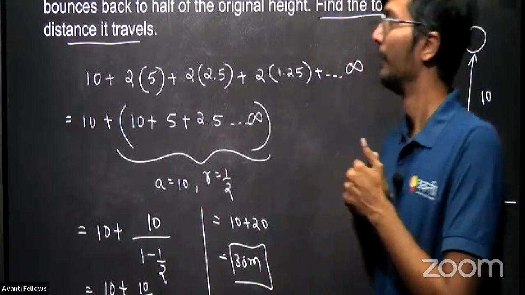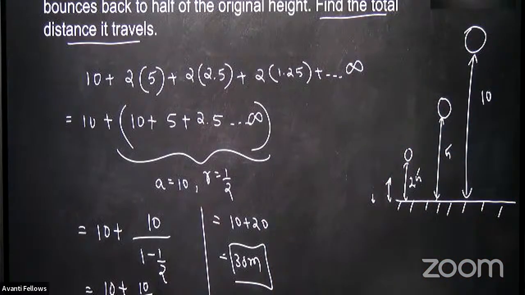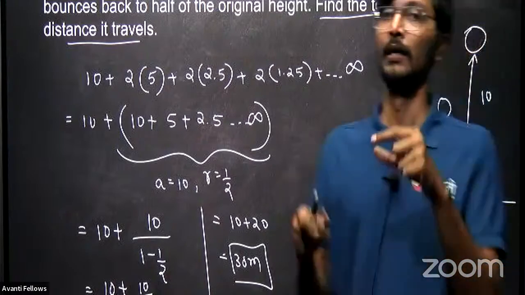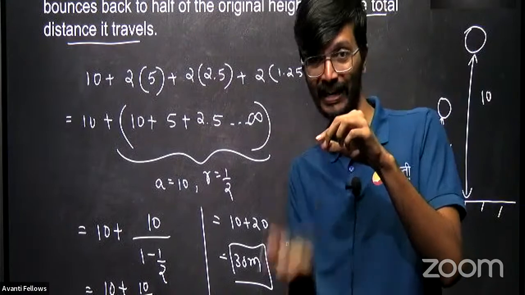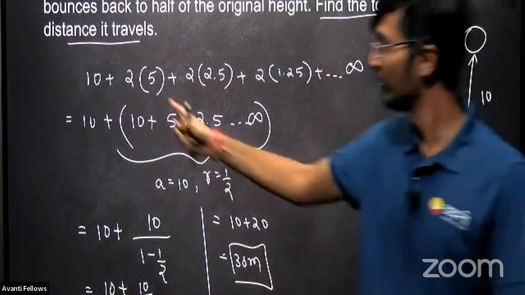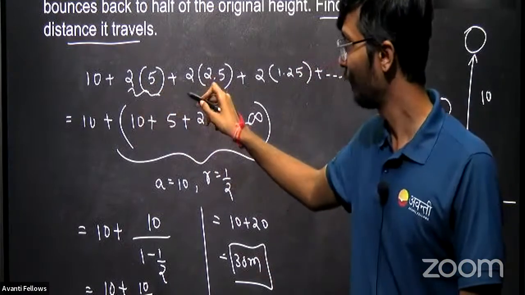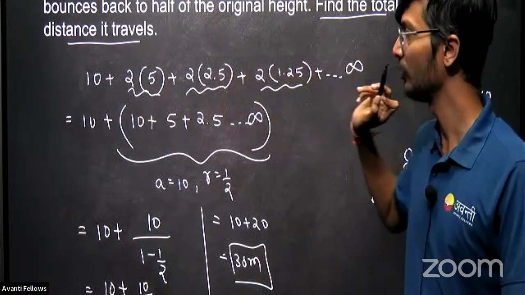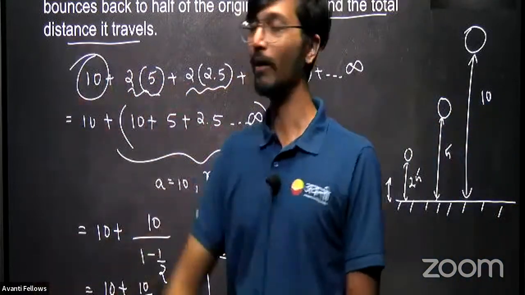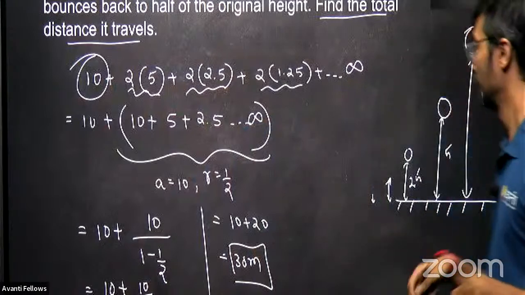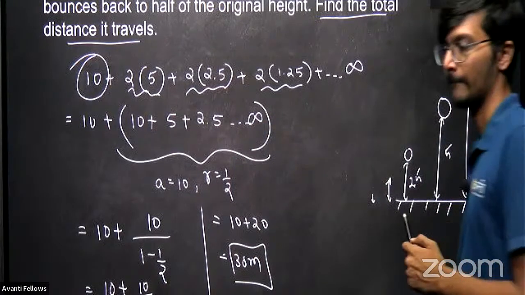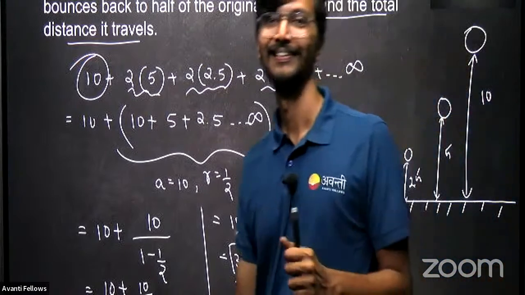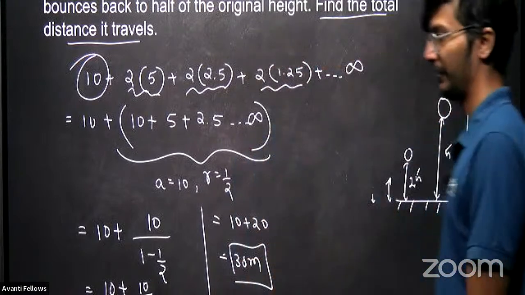Got it? Yeah, it was a good question to interpret. The main thing was when the ball bounces back up, it'll cover 5, and again when it goes down, it'll cover 5. So it'll cover 5 two times, 2.5 two times, 1.25 two times. But in the first drop, it'll only cover 10 because it didn't come back up. It was dropped from above, so 10 came only once. I hope it is clear, right? Let's see the next.